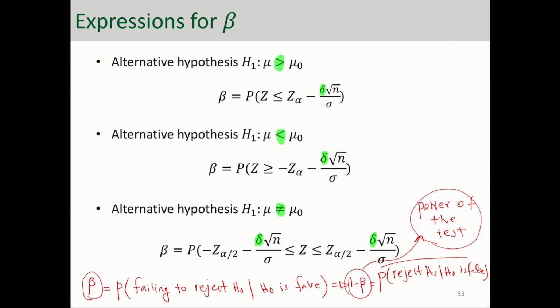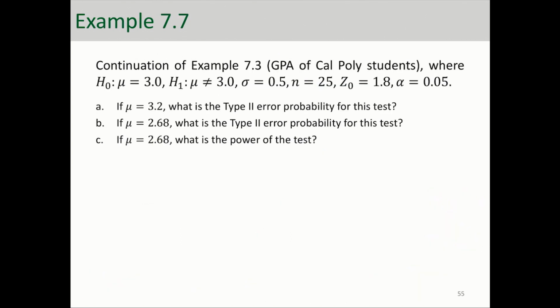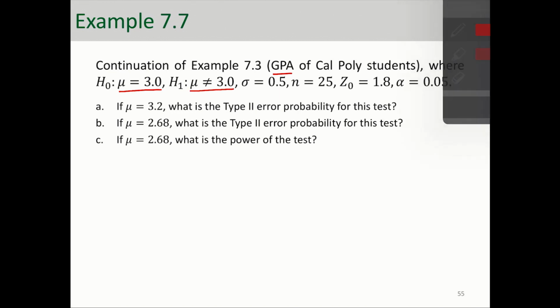So let's take a look at one example here. It's the continuation of the GPA example that we had. And in that example, we hypothesized that the average GPA of students is 3.0. And the alternative hypothesis was mu is not equal to 3.0. So it's a two-sided test.